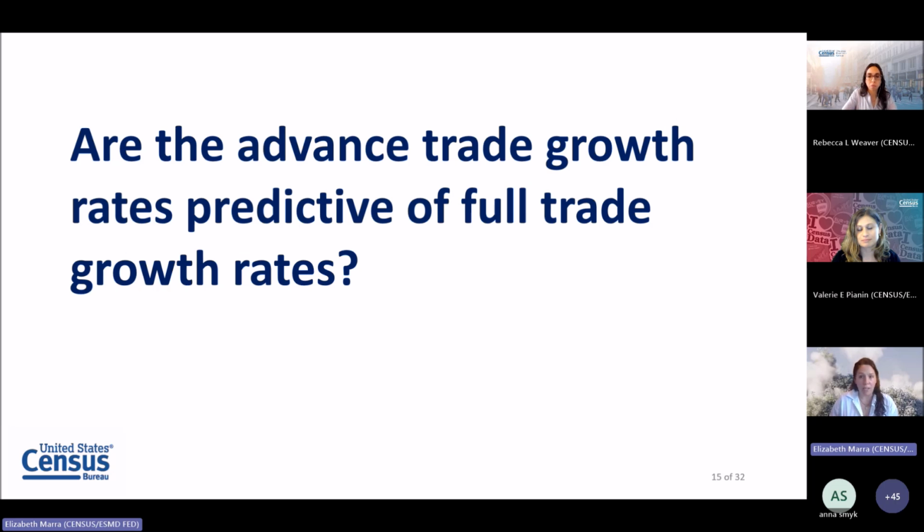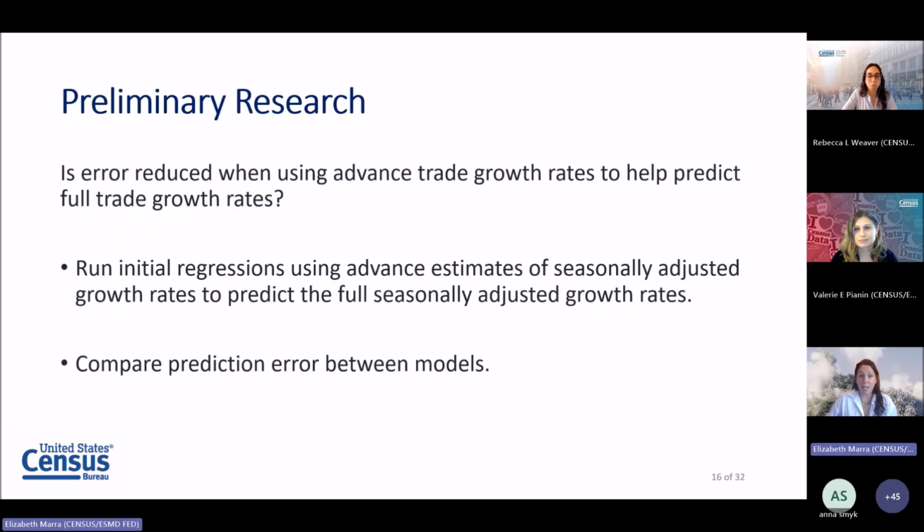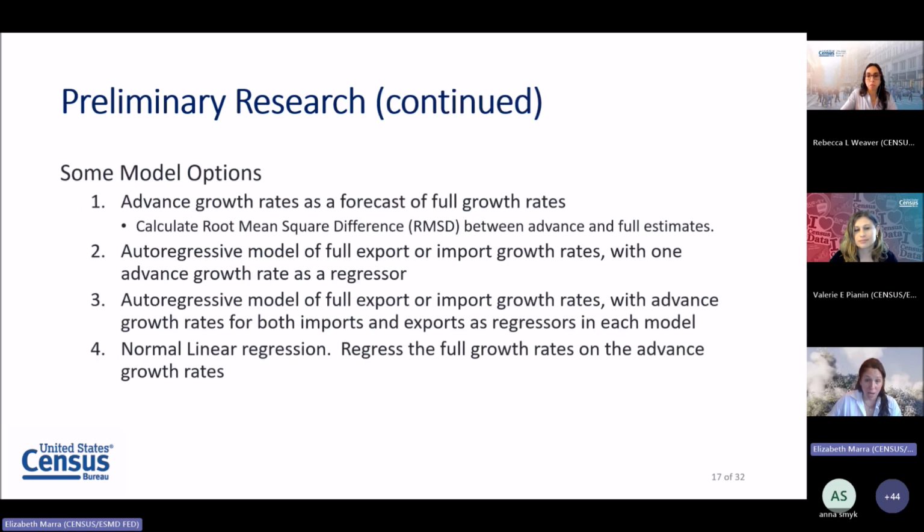Even with this issue in mind, we thought, well, there must be some way that we could still use this data. The first thing in our research we did was we wanted to know whether or not advanced trade growth rates were predictive of full trade growth rates. So we began by running a few different regression models on the seasonally adjusted growth rates, and we compared the prediction error between the models. We were hoping to see a reduction in prediction error. On this slide, I have the 4 models that we ran.